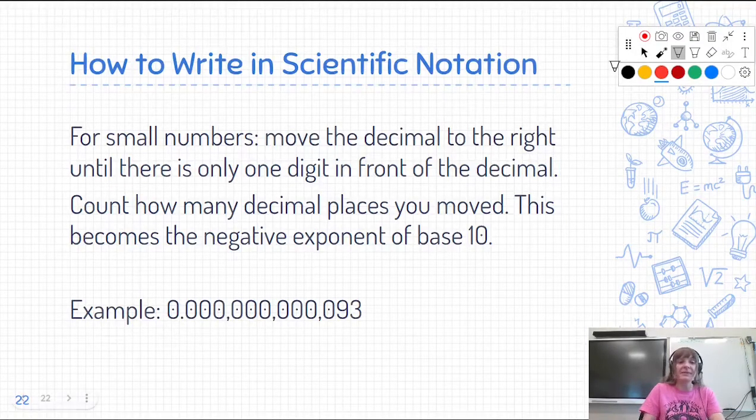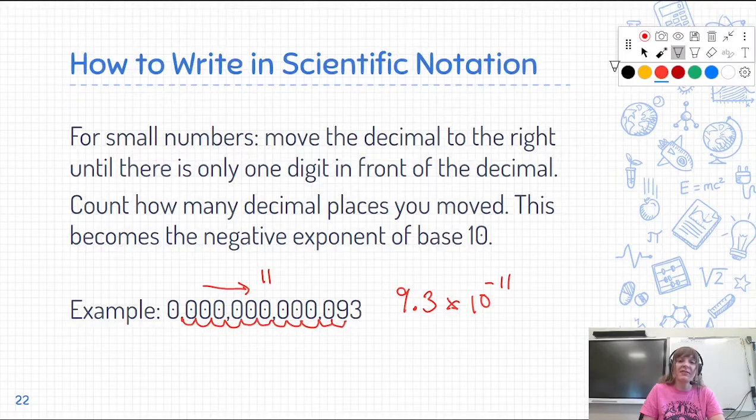So here's an example. So here I have my decimal. I'm going to move to the right 1, 2, 3, 4, 5, 6, 7, 8, 9, 10, 11. So I moved 11 to the right. So I'm going to rewrite this number as 9.3, because that's where my decimal went, times 10 to the negative 11. Remember, it's negative because this is a small number.